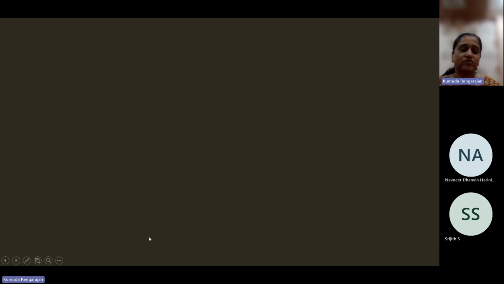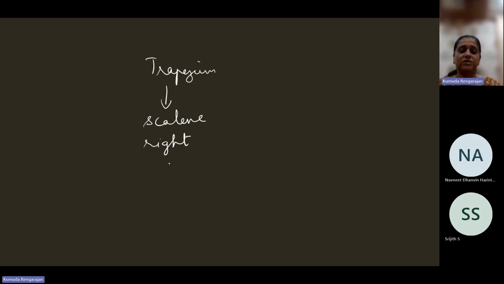I didn't mention the types of trapezium for you. Trapezium also has types. We have a scalene trapezium, a right trapezium. No, we don't have an equilateral trapezium. We have a scalene trapezium, right trapezium, and isosceles trapezium. No obtuse trapezium, acute trapezium. We have only these three.